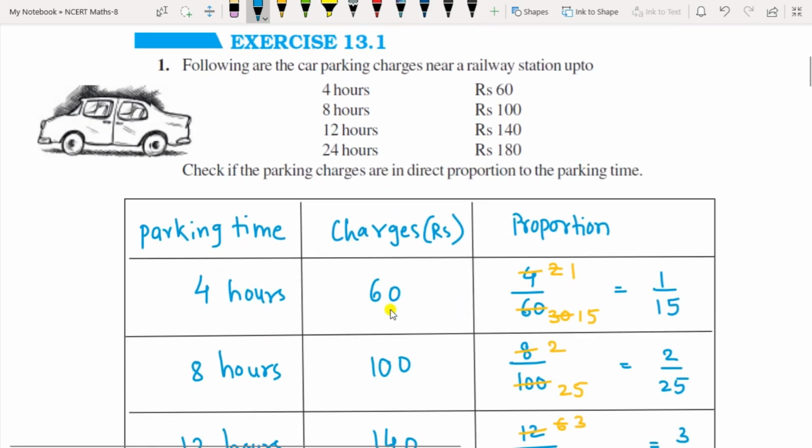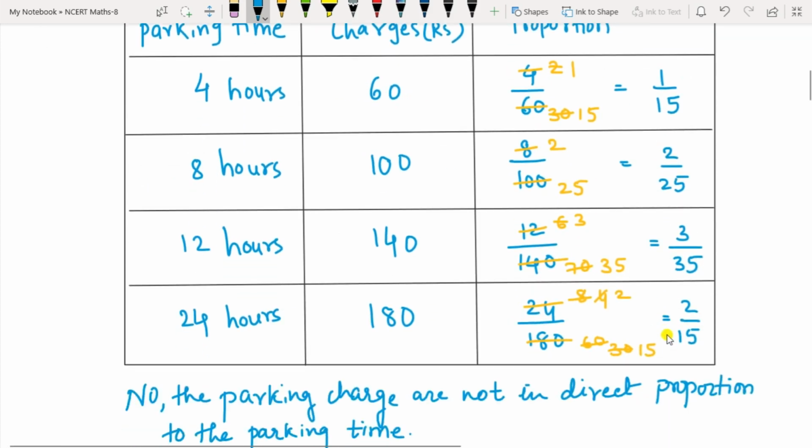The first question is, following are the car parking charges near a railway station. These are the parking times and these are the charges, and we have to find the proportion here. So 4 hours 60 rupees, 8 hours 100 rupees, 12 hours 140 rupees, 24 hours 180 rupees. For 4 hours 60 rupees, the proportion will be 1 by 15. 8 hours 100 rupees, its proportion is 2 by 25. 12 hours 140 rupees, it is 3 by 35. And 24 hours 180 rupees, it is 2 by 115.